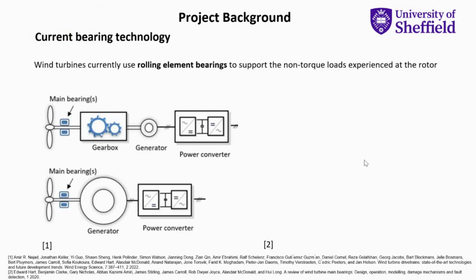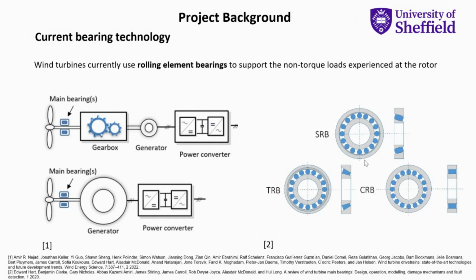So the main bearing sits on a wind turbine drivetrain between either the rotor and the gearbox, if the drivetrain has a gearbox, or the rotor and the generator. At the minute, the main technology used for this main bearing is rolling element bearings. So that could be spherical roller bearings or tapered or cylindrical roller bearings. And they just take all the load that's non-torque experienced at the rotor. So that will be load not caused by the turning, but caused by the wind loading of the rotor.